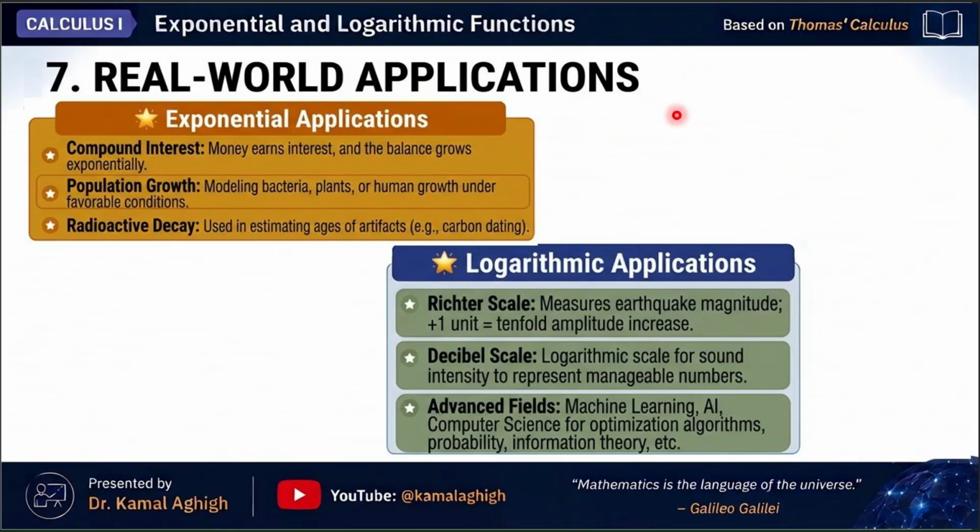Logarithms also appear in many scientific measurements. For example, the Richter scale measures the magnitude of earthquakes using logarithms. An increase of 1 unit on the Richter scale represents a tenfold increase in the amplitude of seismic waves. Similarly, the decibel scale, which measures sound intensity, is logarithmic. This allows us to represent an enormous range of sound levels using manageable numbers.